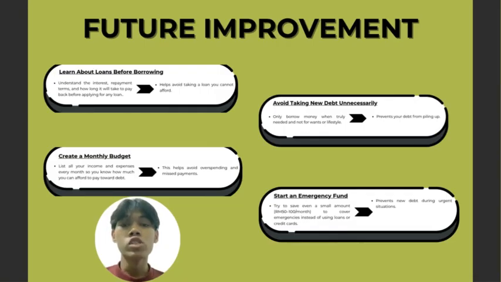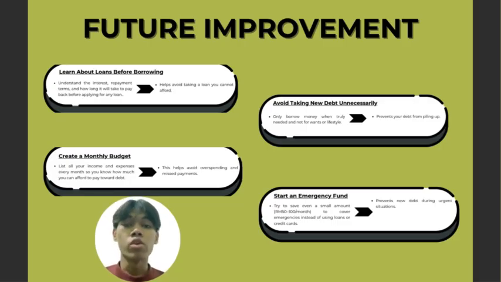Now, I will share about future improvement. First, it is important to learn about the loans before borrowing. Make sure to understand the interest, how long it will take to pay it back, and if we can afford it or not. This can help us to avoid taking a loan that might be too hard to pay back. Other than that, we can try to create a monthly budget. Write down our income and expenses every month so we know how much money we can use to pay off debt. This can help us to avoid spending too much and missing payments.